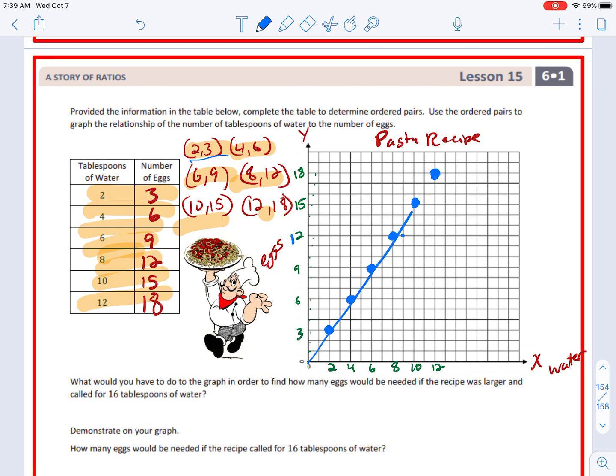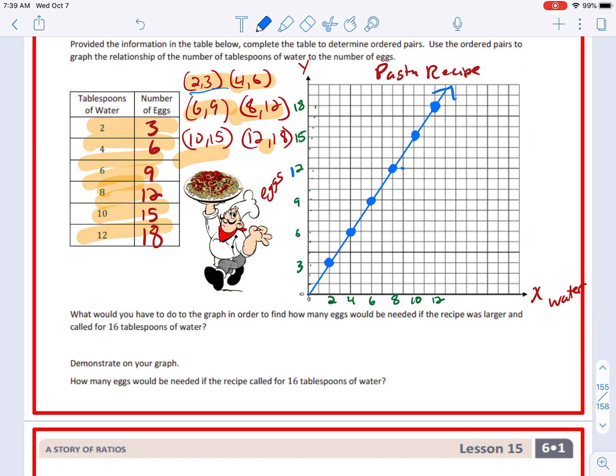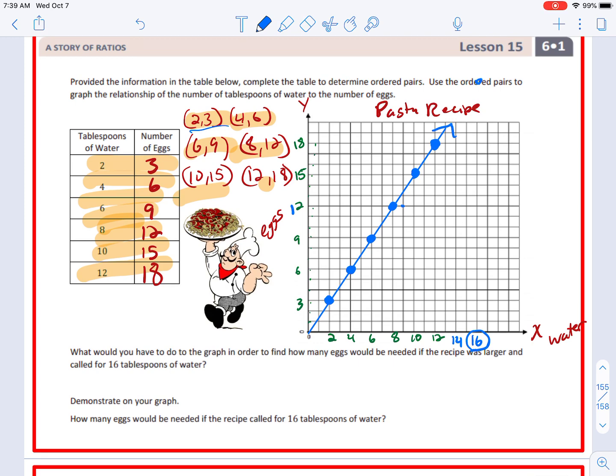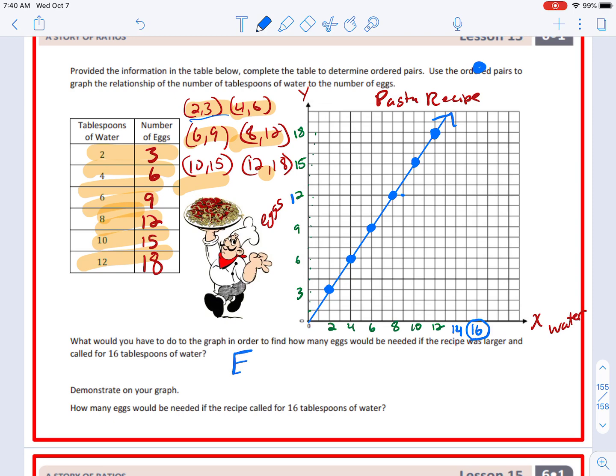Okay, is my slope in a straight line? It is, so everything must be correct. And we are done. Now, what would you have to do to the graph in order to find how many eggs would be needed if the recipe was larger and called for 16 tablespoons of water? Well, if we had 16 tablespoons of water, it would be right here. And our point would be somewhere all the way up here off the graph. Okay, so we would have to extend the graph.